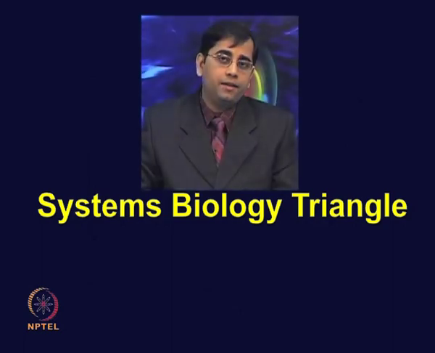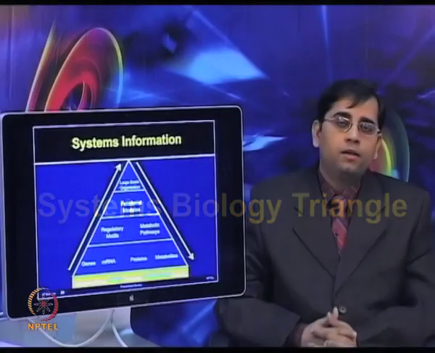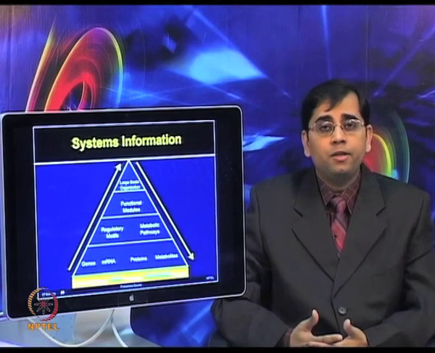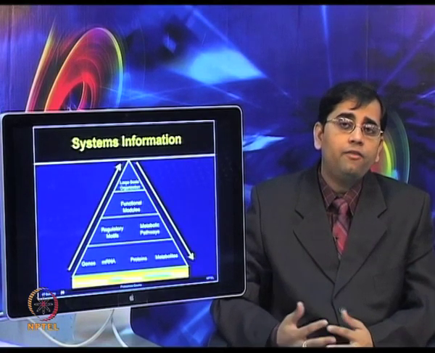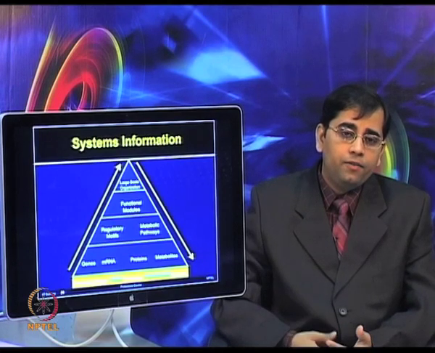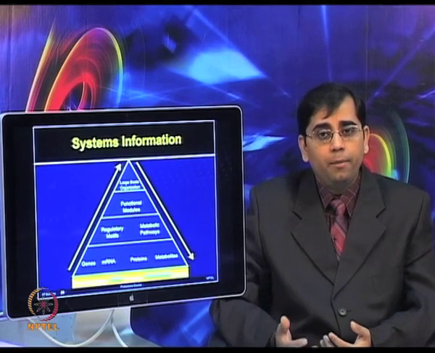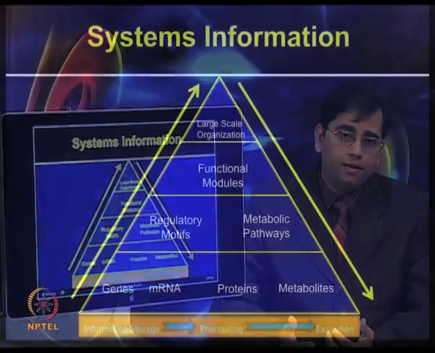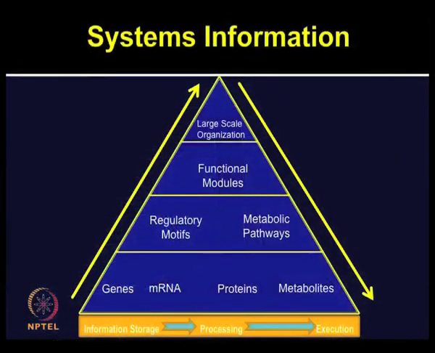What is the systems biology triangle? So, first of all, the system's information is generated at various levels. As we have discussed, starting from genes to mRNA to proteins to metabolites, or identifying regulatory motifs, metabolic pathways, functional modules and different large scale organizations. This information has to be stored, processed and further executed to identify the system level information.